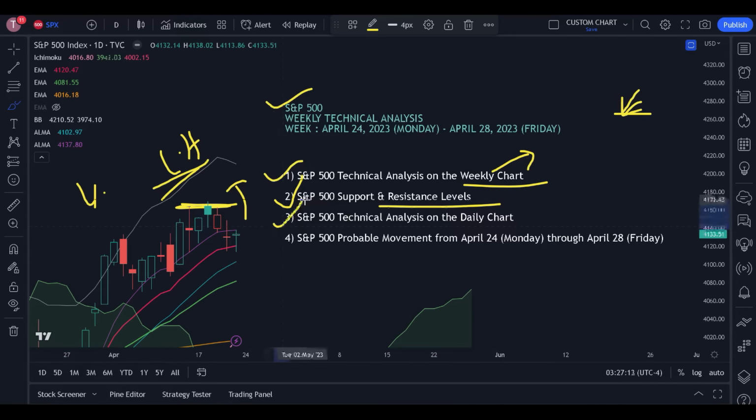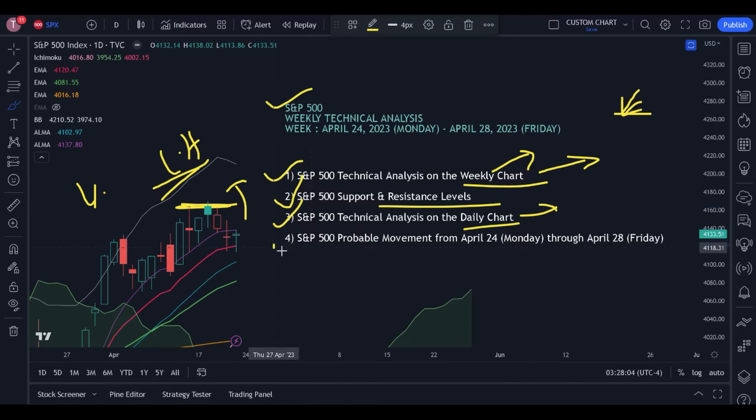Now comes the third point of the agenda, which is the S&P 500 technical analysis on the daily chart. The weekly chart means that we were looking at like 1 month, 3 months or a quarter or so. The daily chart means that we are going to look at what is expected to happen in the near term, in 1 week, in 2 weeks or something, whether the technicals have changed or not, and how it is going to work. So I will analyze the S&P 500, and we will see what is going to happen and what is happening.